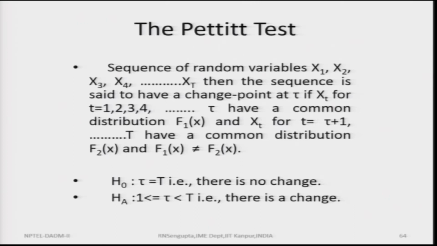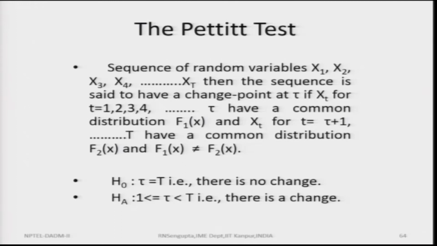Now, what we have is basically the time. So, I measure x, I find out x with a suffix 1 at time period 1, x2 at time period 2, and so on and so forth. Then the sequence is said to have a change point tau if x_t, that means t starting from 1 to t small tau, will have a common distribution of f1(x).